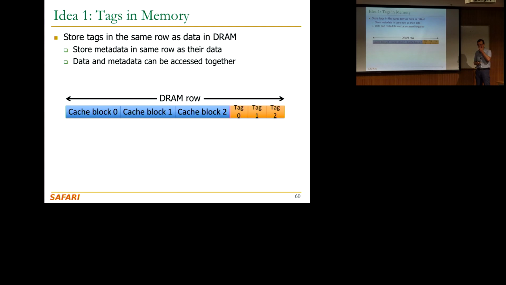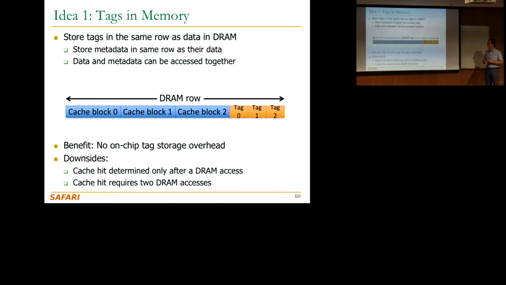Yes? Once you open the row, you can check the tag and read the data in parallel. You don't have to wait for the validation of the tag. That's right. You can speculatively pipeline, basically. I mean, you cannot do it completely in parallel because you're reading from the row, but you can pipeline. You can even have a predictor for which cache block you're reading. It depends on the associativity also, right? If this is one-way associative, then you just look at one tag, probably direct mapped, basically. But yes, that's right. Okay.